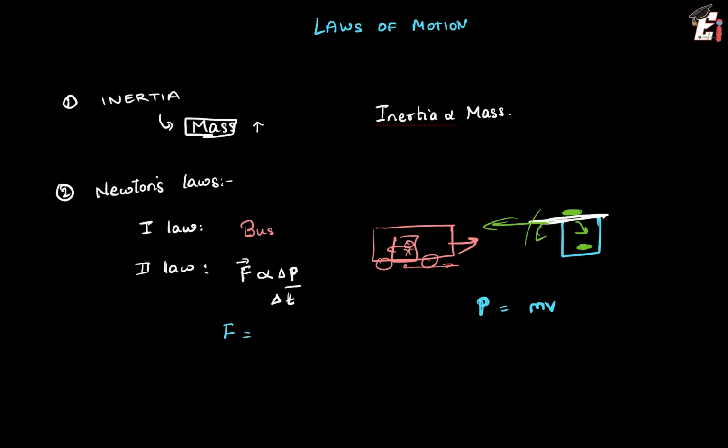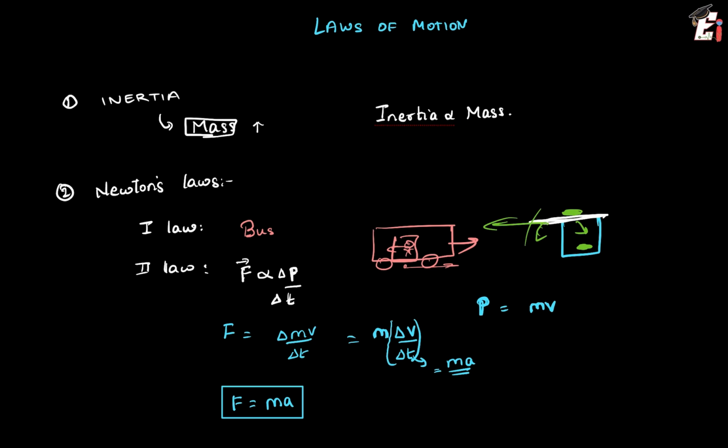Now what happens? Force will be equal to change in mass into velocity divided by change in time. Generally the mass doesn't change, so the mass is constant and it comes outside. Only the velocity changes generally. So it is change in velocity over change in time, and the mass comes outside. This change in velocity over change in time is also known as acceleration, which you learned in the previous chapter. So that's why the formula for force is mass into acceleration.